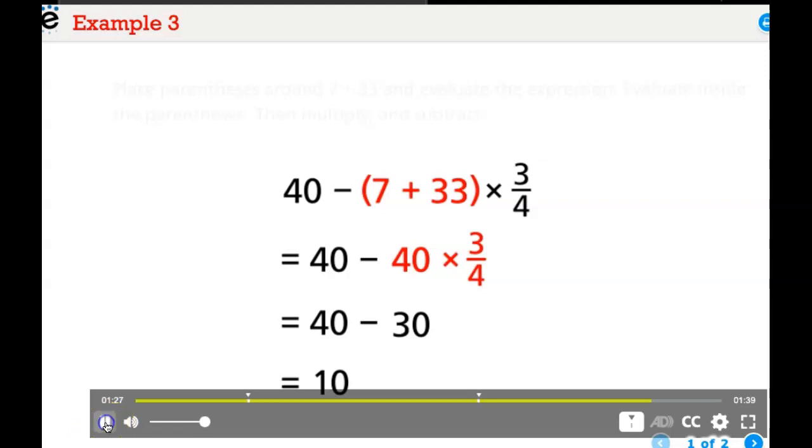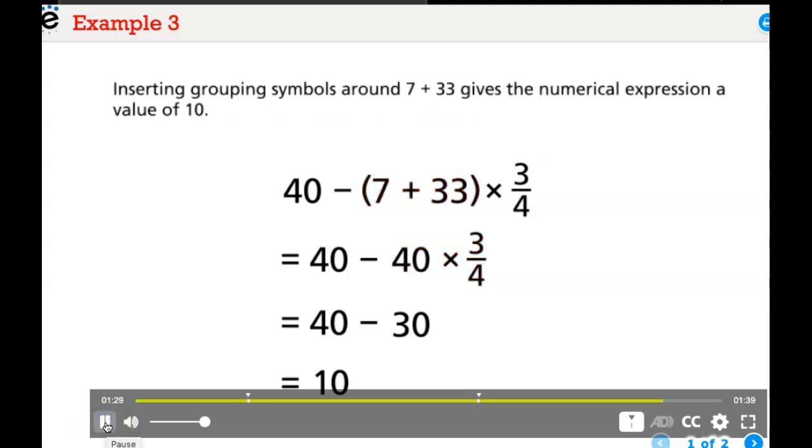Alright? Inserting grouping symbols around 7 plus 33 gives the numerical expression a value of 10. That's the value we wanted.